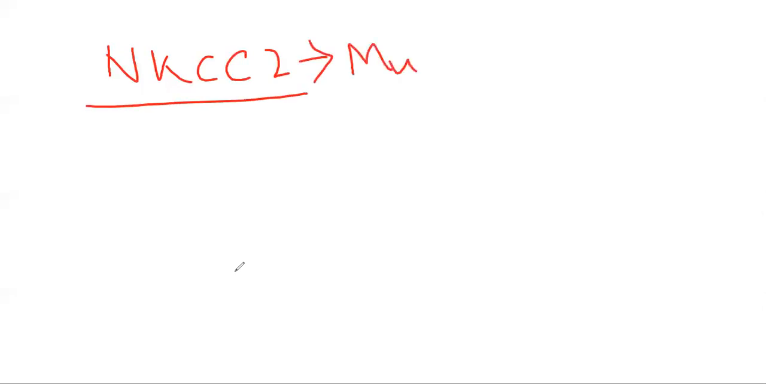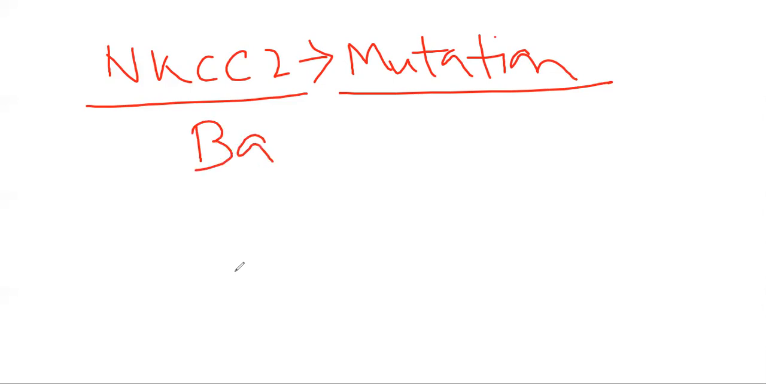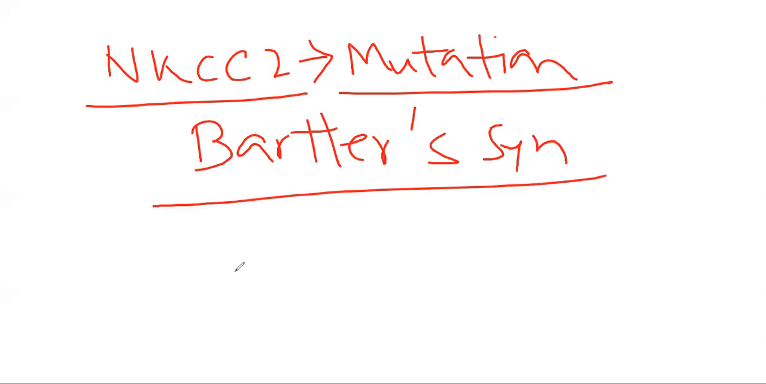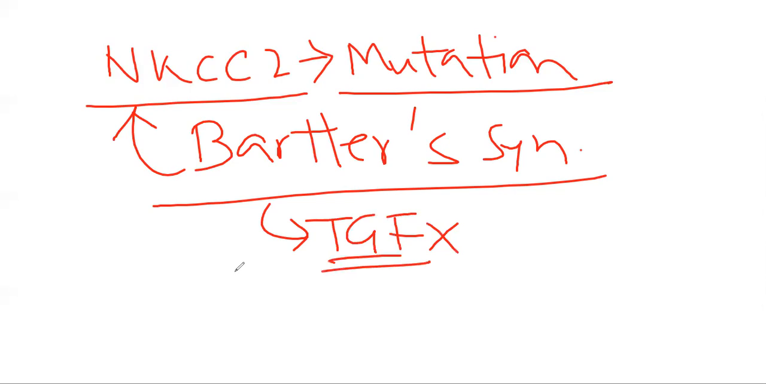Now, clinical importance is that this sodium potassium 2 chloride channel, the NKCC2 channel, can be mutated. If mutation occurs, it causes a particular disease known as Bartter syndrome. So in Bartter syndrome, the mutation of the sodium potassium 2 chloride co-transporter will produce failure of the tubuloglomerular feedback mechanism. This is one of the clinical importance.